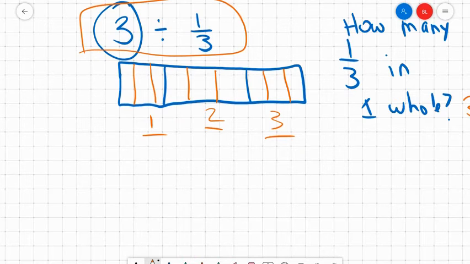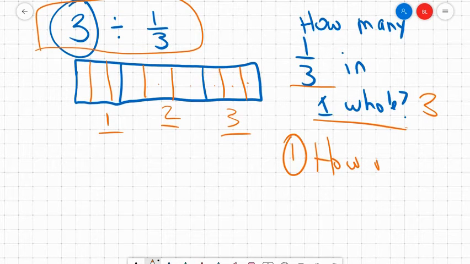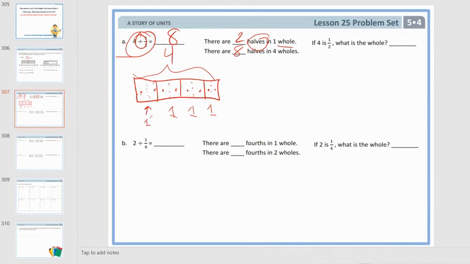So what I'm going to have you do is answer question number 1: how many thirds are in one whole? You're just going to count these pieces here. Okay, so that's number 1. I'm going to go back to your problem set, and you should see a pattern there.